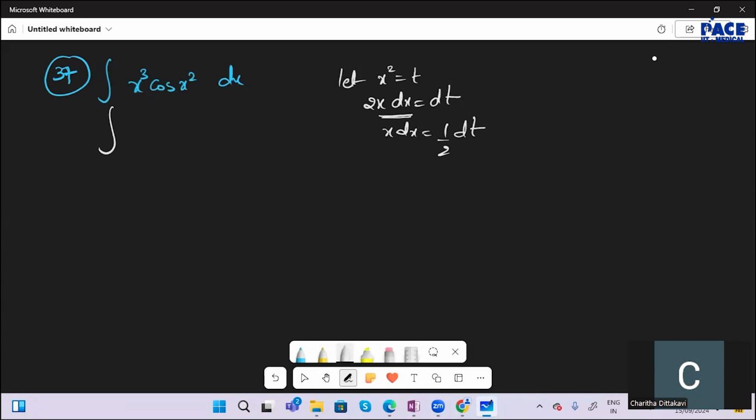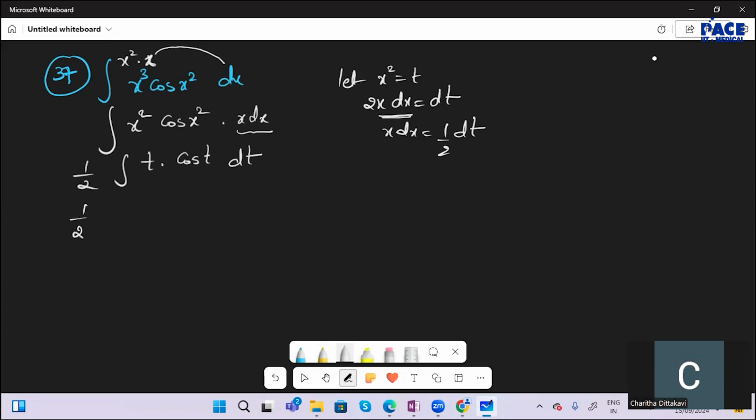Clear? So why can't I write this x cube as x square into x, so that this x will be mixing with dx? So I am rewriting the question as x square cos x square into x dx for my suitable substitution. Now what is x square? t. What is cos x square? cos t, into x dx, which is nothing but 1 by 2 dt. Is that clear? So now the question looks simple for us. Now tell me, the shortcut process is a better option or not, isn't it?